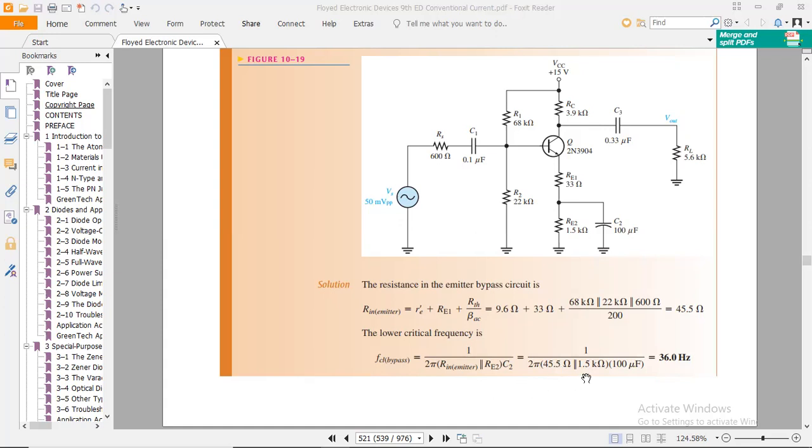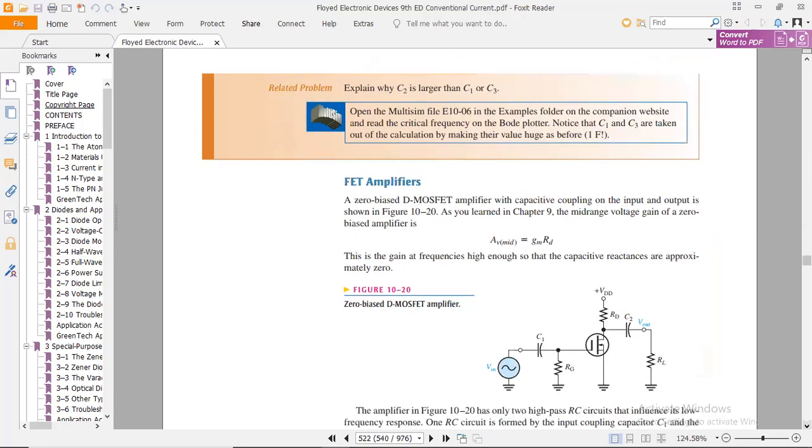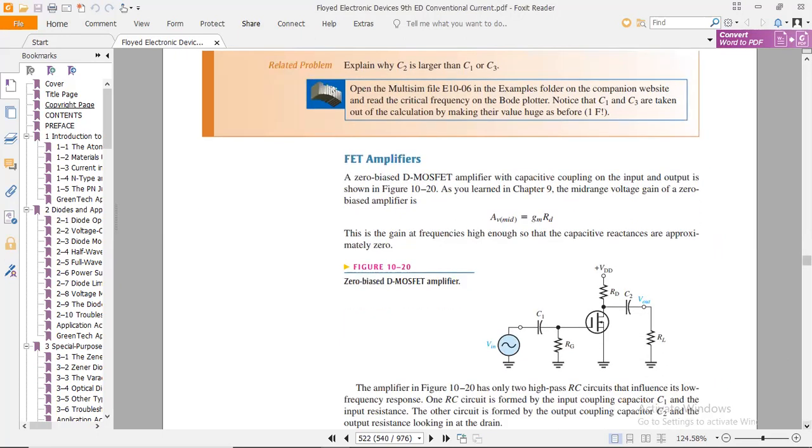So we are ending here by solving these two in parallel with each other. Multiplying by 2 pi and 100 microfarad resistance with each other and dividing by the value of this, we got the value 36 hertz. This is the value 36 hertz we got for the bypass critical frequency at this level. Up till now, if anyone has any kind of query, please feel free to discuss. I will repeat for you.